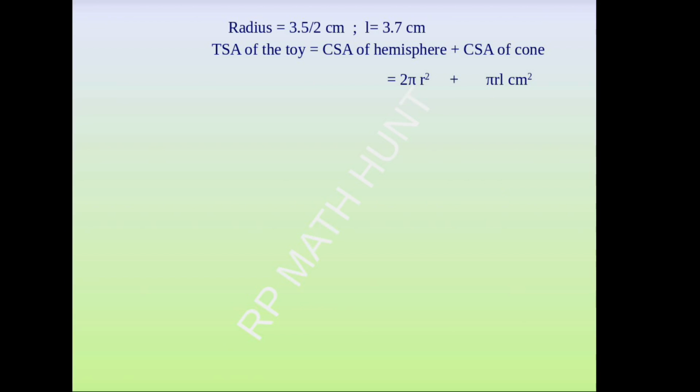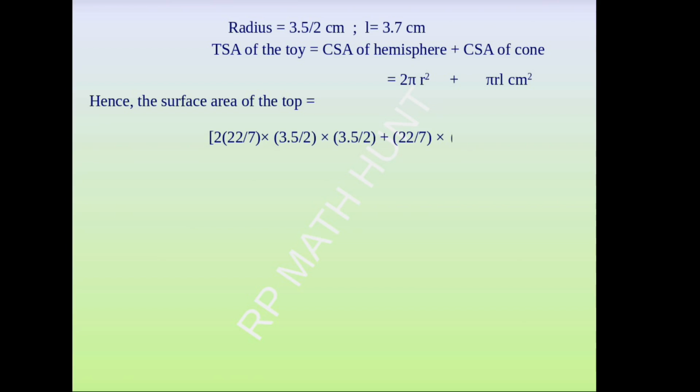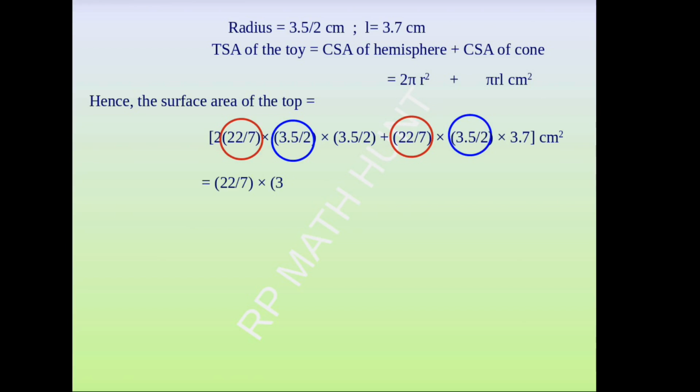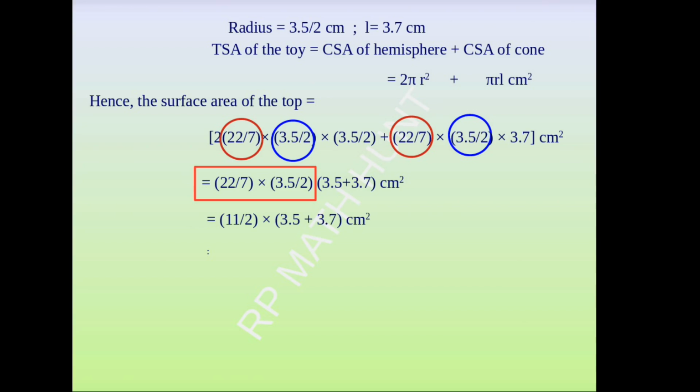Hence, the surface area of the top is equal to 2 into 22 by 7 into 3.5 by 2 into 3.5 by 2 plus 22 by 7 into 3.5 by 2 into 3.7 centimeter square. Here 22 by 7 and 3.5 by 2 are two common terms, and we'll take them common and begin the bracket with the remaining terms, 3.5 plus 3.7. Hence 11 by 2 into 3.5 plus 3.7 centimeter square is equal to 39.6 centimeter square approximately, which is the surface area of the toy top.